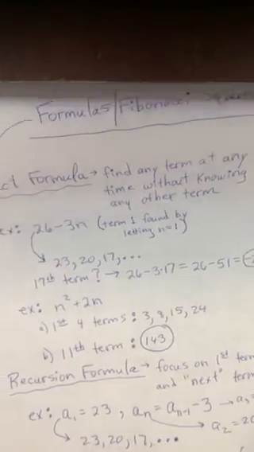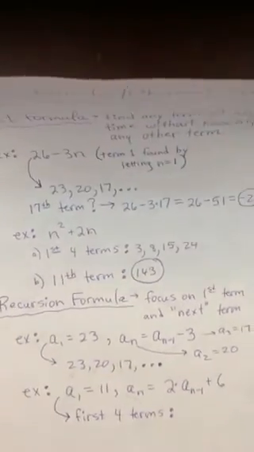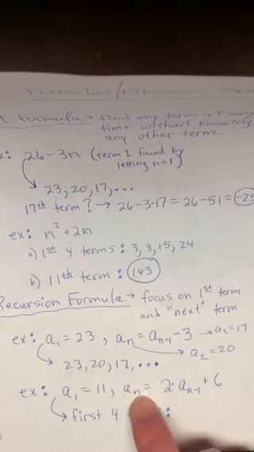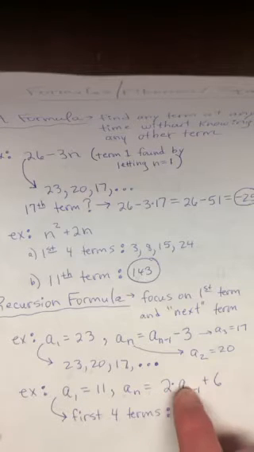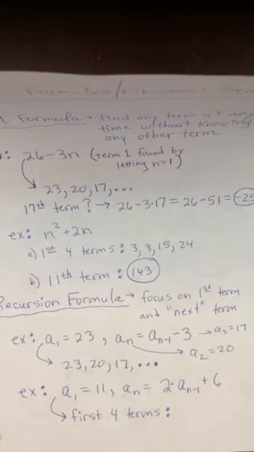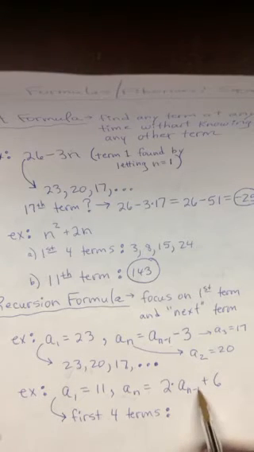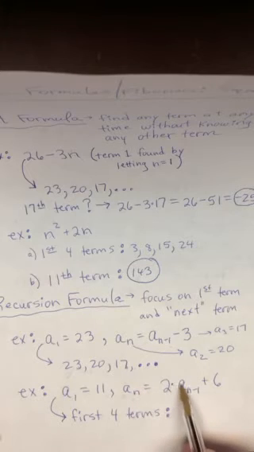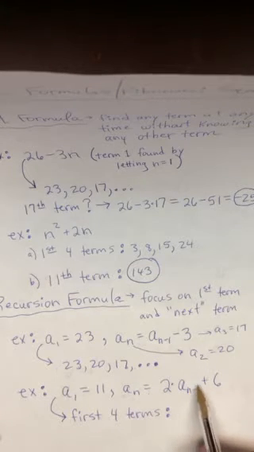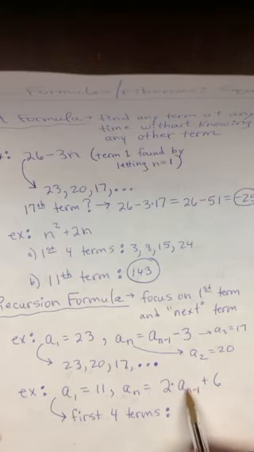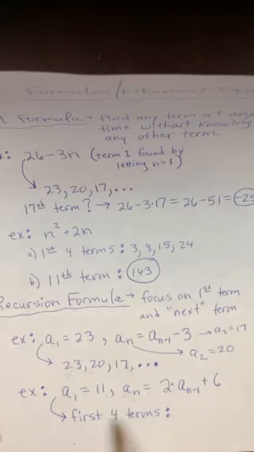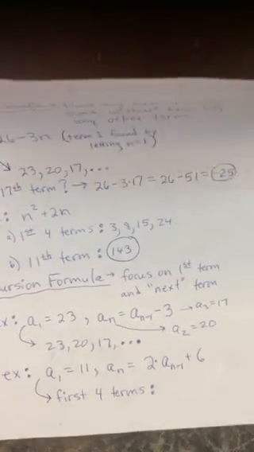Let's try another one like that. Look at this. All right. It says A1 is 11. So my first term of some random sequence is 11. My nth term is 2 times a sub n minus 1. Doesn't that in essence mean 2 times whatever the last term was? Because I'm looking for a sub n, and I'm taking 2 times a sub n minus 1, which always represents the last term that we had in our sequence. And then, oh, by the way, let's add 6. So let's see if we can find the first 4 terms of that sequence.